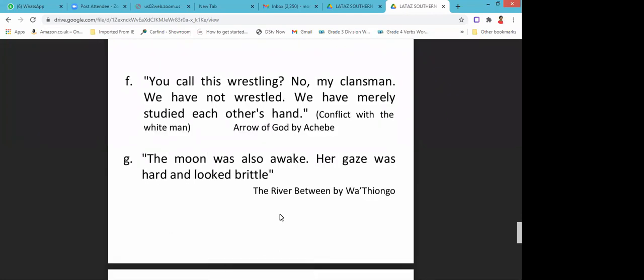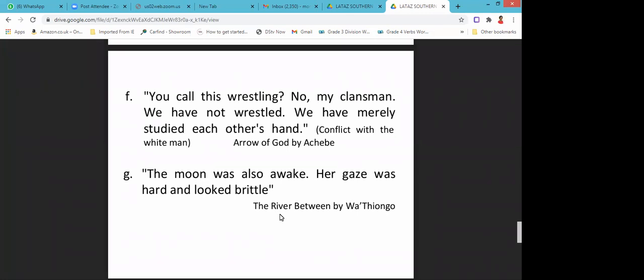And then the other metaphors we have: you call this wrestling? No, my clansmen, we have not wrestled. We have merely studied each other's hand. Remember, I said a conflict with the white man and the arrow of God? This was talking about the different views that the two men had after pinning the white man to the ground.